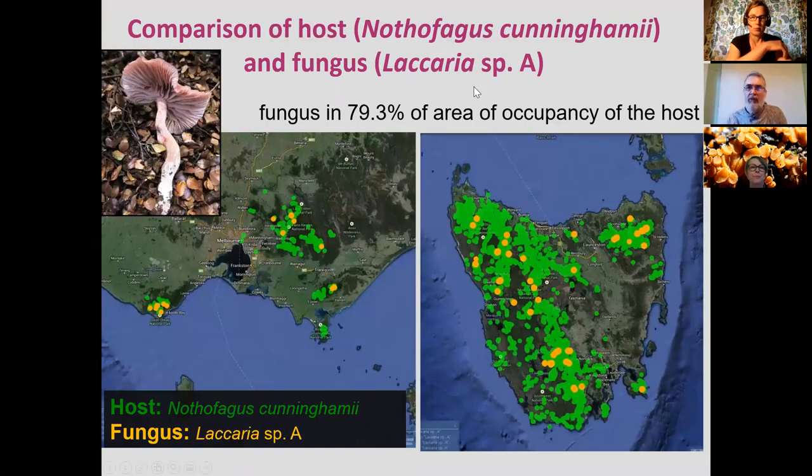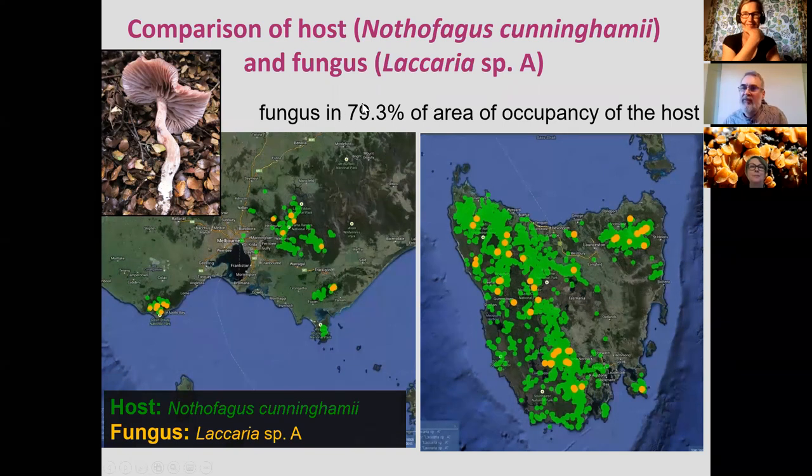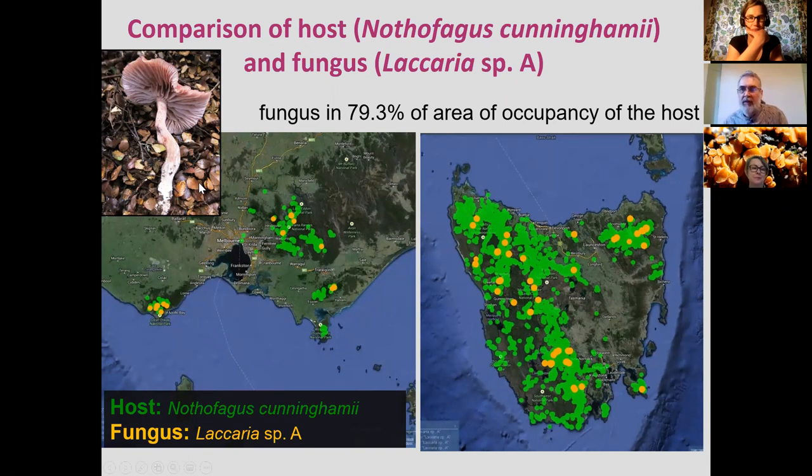Now, the other sorts of things we can do with fungi is drill into individual species and their relationships with their partners. So this is a large species of Lecaria that I'm embarrassed to say is still known as species A. One day I will get around to formally naming that, but it's a very distinctive species, both in the morphology and the DNA. And here, there's enough distribution data to map the fungus, the yellow, over the host. It's an obligate symbiont of Nothofagus cunninghamii.